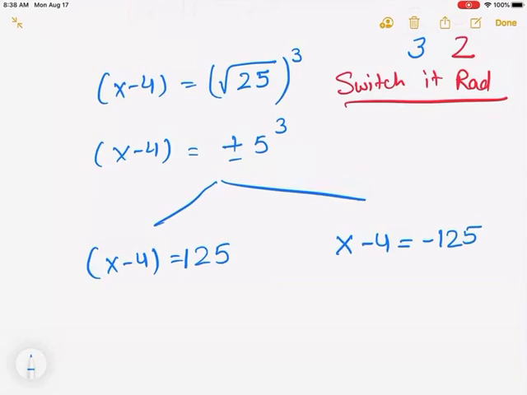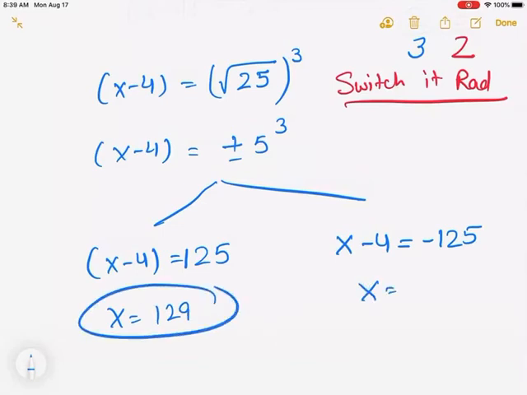And finally, I would just solve for x. So x is equal to, add 4, 129. And the other x is equal to negative 121. Here you go. That's how we solve these irrational exponent equations, okay?